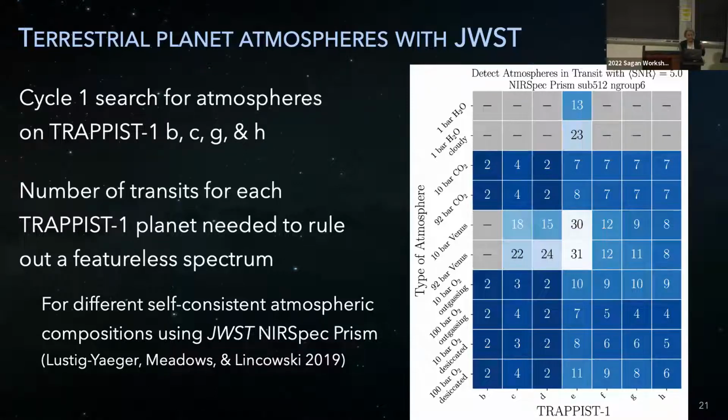And so this plot from a group at the Virtual Planet Laboratory at the University of Washington shows how hard it will be to detect an atmosphere for each of the TRAPPIST-1 planets. The numbers say how many transits you would need with JWST to rule out a featureless flat spectrum for different self-consistent feasible atmospheres. For most of the planets, the numbers are quite reasonable. But sadly, the likely best habitable planet candidate, TRAPPIST-1e, of course, wouldn't you know, it's the hardest. Still, in my opinion, even 31 transits would absolutely be worth it, but that's just my opinion.